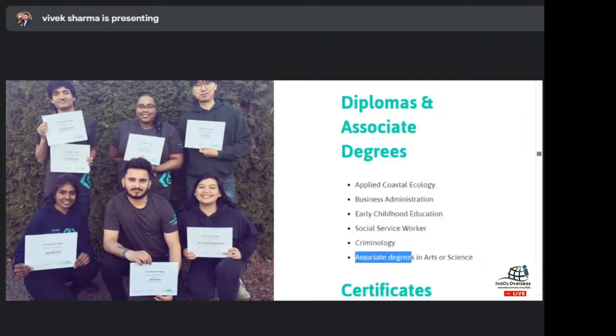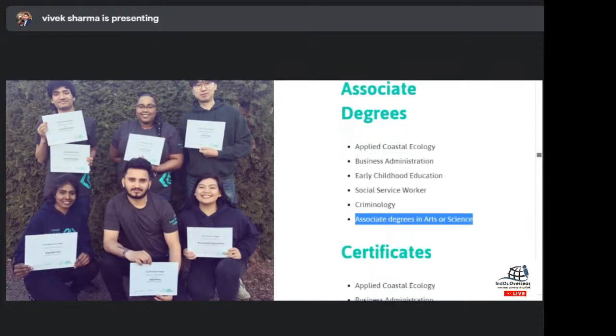Next is associate degree in arts and science. Yes, the students who have done plus two or graduation, plus two in arts or humanities, can go for the associate of arts degree with general studies. And we have an associate's degree in science also, for the students who have done plus two in medical or non-medical, they can go for these programs for general studies. And all these programs come under the university credit courses.